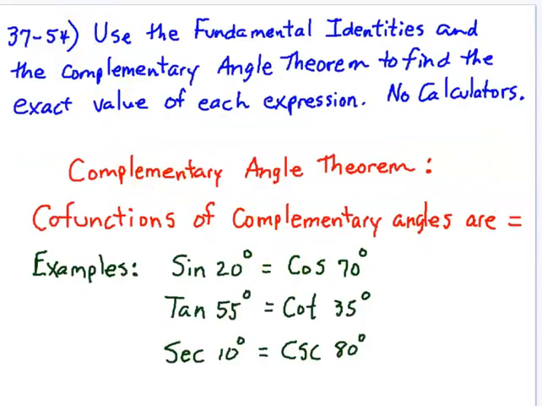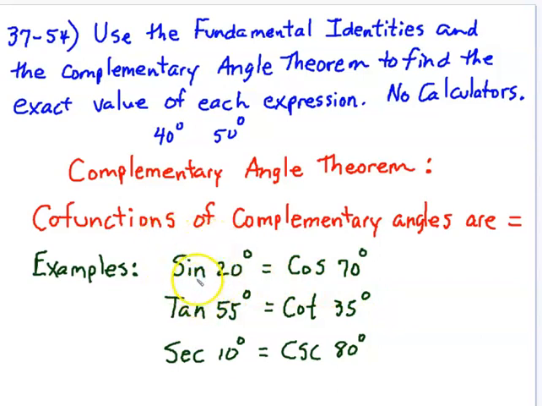So let's go ahead and talk about this new theorem, and it's called the complementary angle theorem. In a nutshell, it says that the complements, and remember, complementary angles add up to equal 90 degrees. So 40 degrees would be complementary to 50 degrees, vice versa. So whenever we have complementary angles and we have co-functions of those angles, then we can say that the co-functions of complementary angles are equal to each other. And I gave you some examples here at the bottom of the screen.